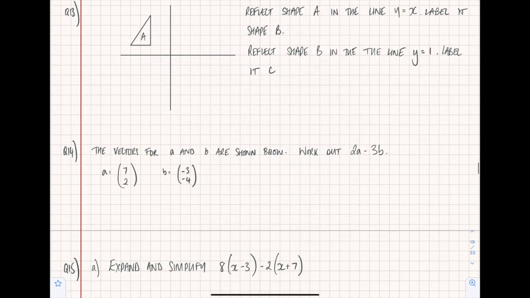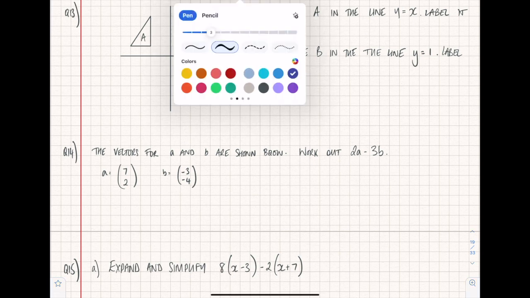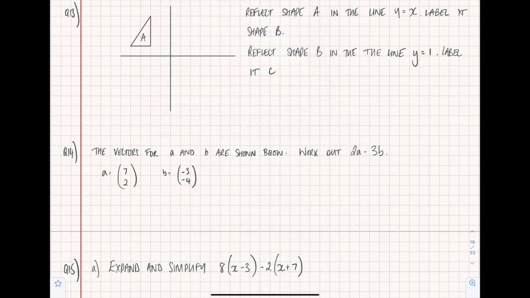One of the transformations that's very likely to come up comes up every year pretty much, one of the transformations anyway. So just be aware what to do here. So it says reflect shape A in the line y equals x. The line y equals x is a diagonal line. So you need to make sure you understand how to draw that diagonal line.